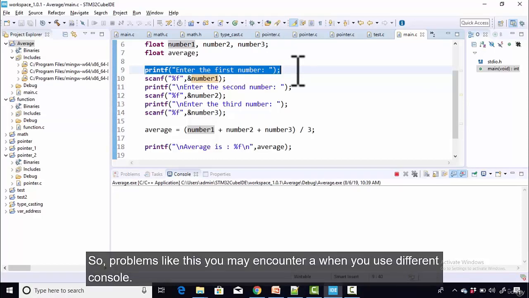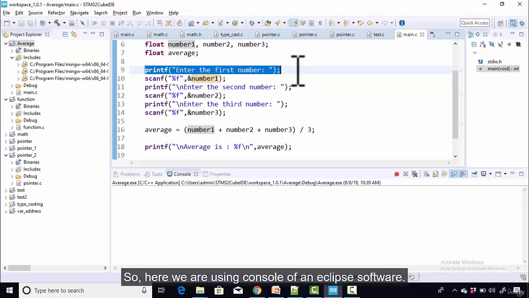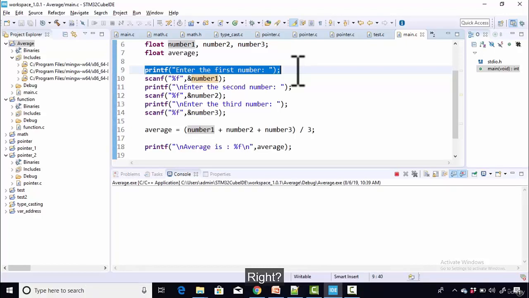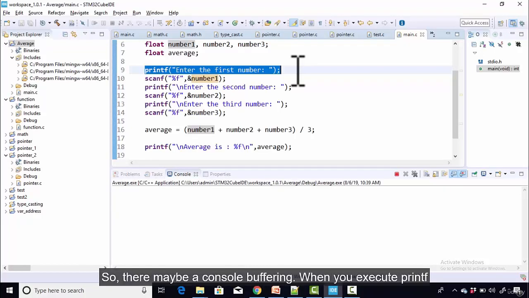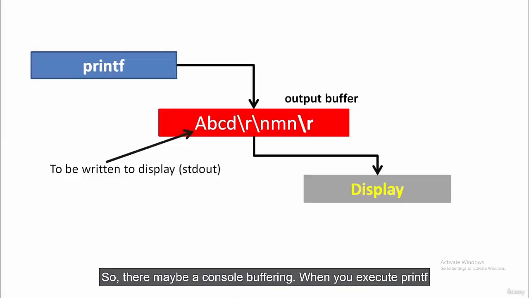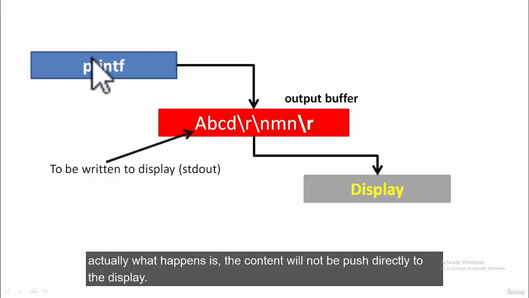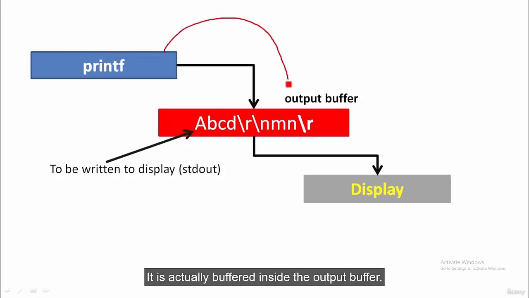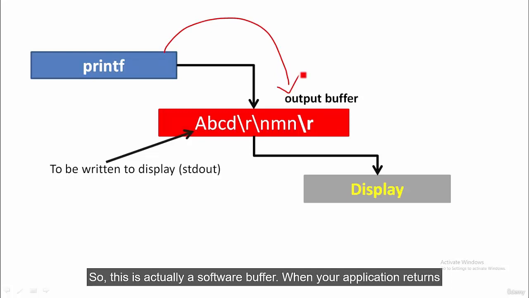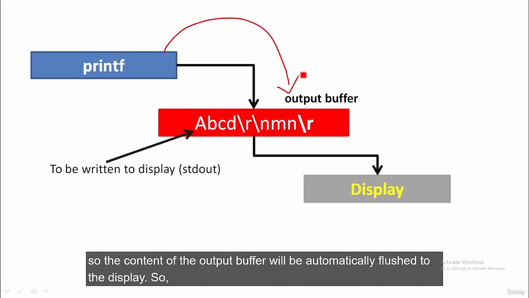So problems like this you may encounter when you use different consoles. So here we are using the console of the Eclipse software, right? So there may be console buffering. When you execute printf, actually what happens is the content will not be pushed directly to the display. It is actually buffered inside the output buffer. So this is actually a software buffer. When your application returns, the content of the output buffer will be automatically flushed to the display.